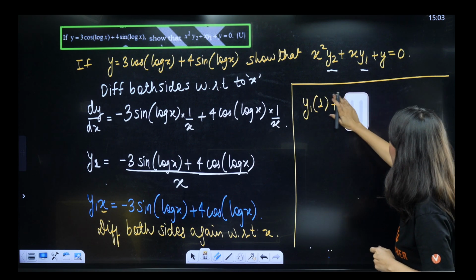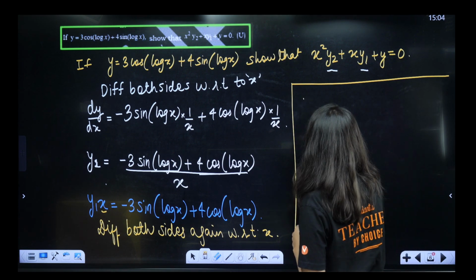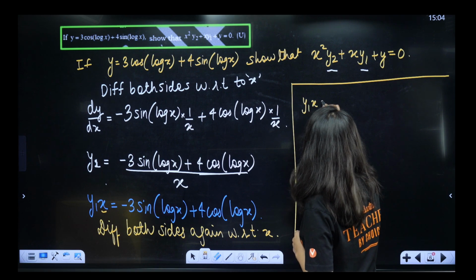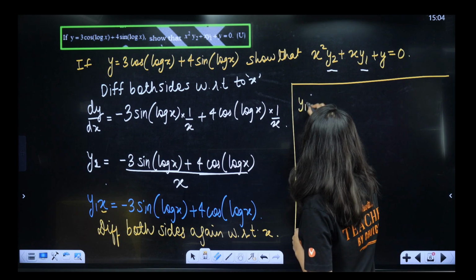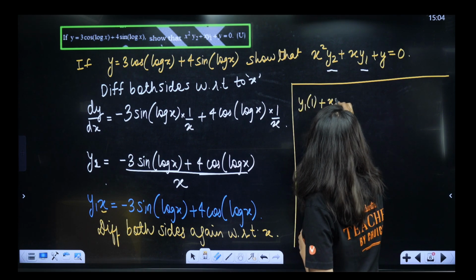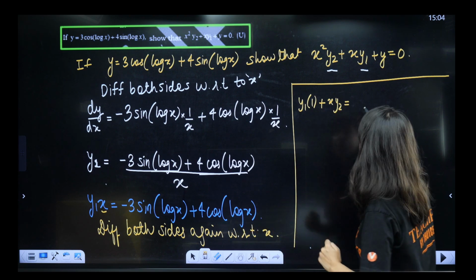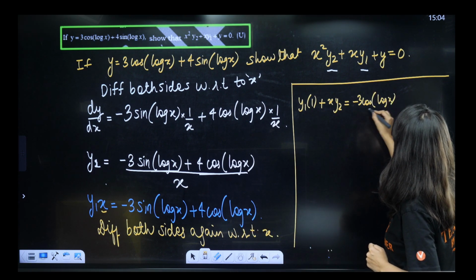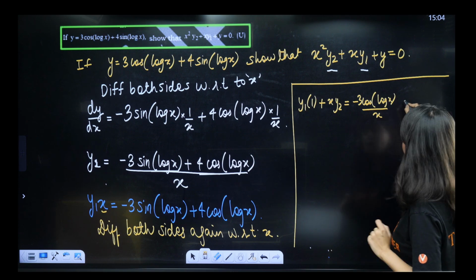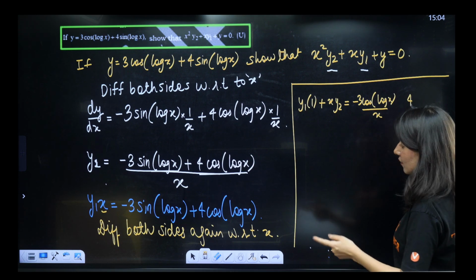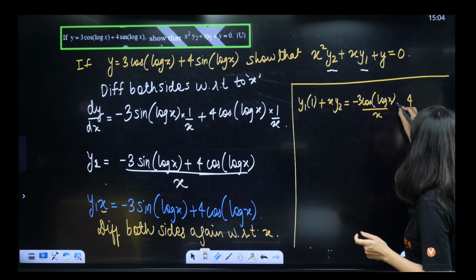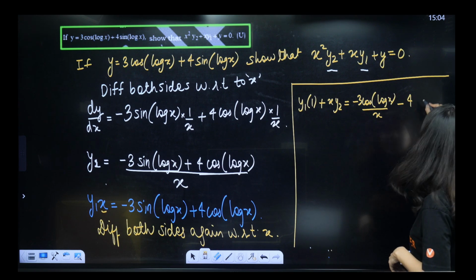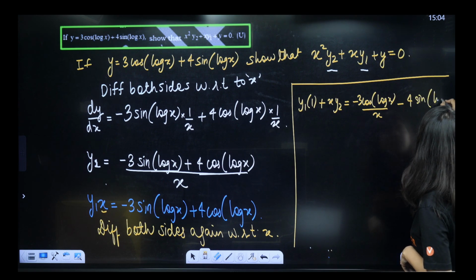Now we have a plus sign, plus 4. Oops, I will not have space. I have to write a little bit. So y1 into 1 plus x y2. Better. Minus 3 cos log x. Derivative of log x is 1 by x. Now plus 4. Derivative of cos is minus sine. That's why minus sign, sine log x, and derivative of log x is again 1 by x.